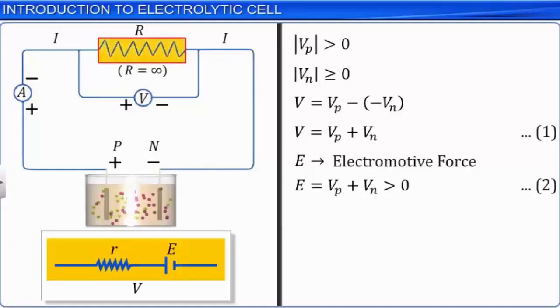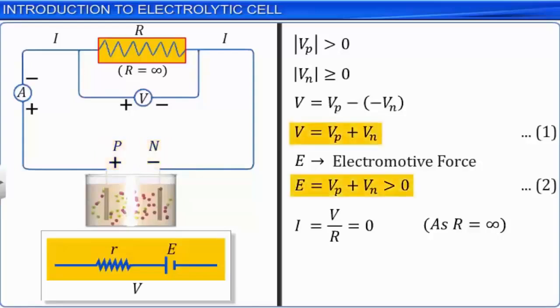We can now write I is equal to V divided by R, equal to 0. Here, V is the potential difference between P and N measured across the resistor. From equations 1 and 2, V, the potential difference between P and N measured across the electrolyte, is written as V is equal to E. Let this be equation 3.